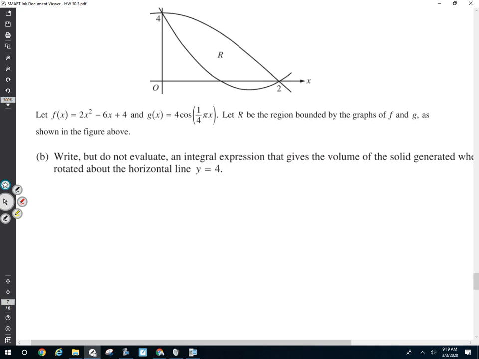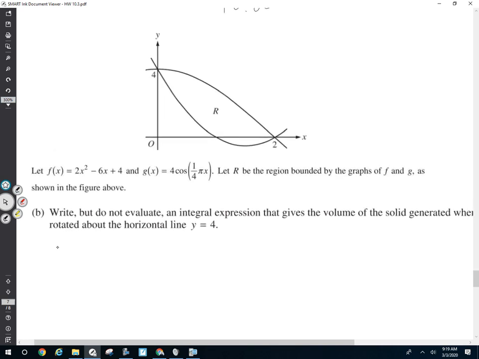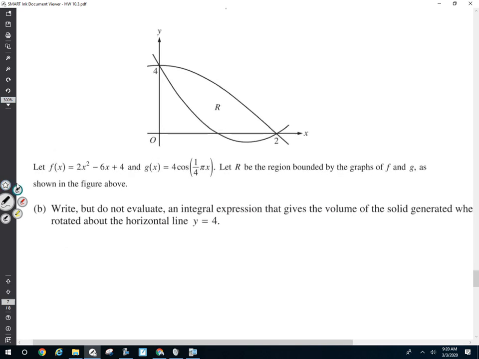Right, but did not evaluate an expression that gives the volume of the solid rotated around the line y equals 4. You get to the point where you've done enough of these and you're like, yeah, boom, outside, outside, inside, inside. I got it. And if you can see things visually, maybe you don't have to draw it. But that's just me. I've done a lot of these. I would not recommend doing this unless you really know what you're doing.